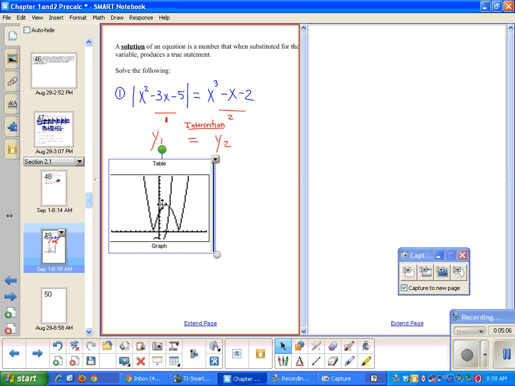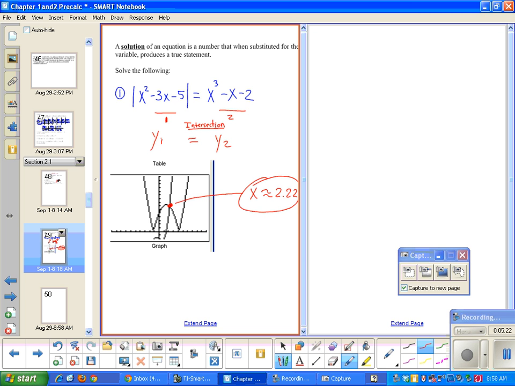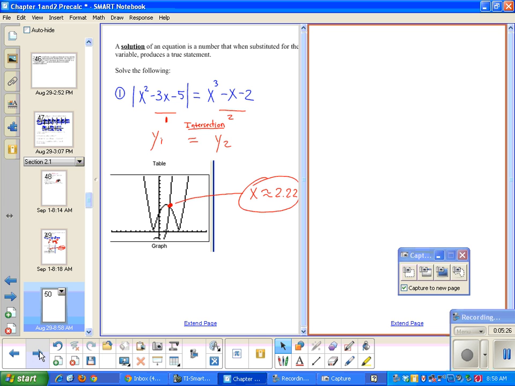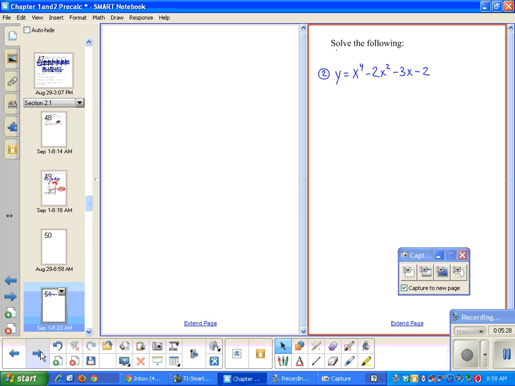So here's our graph here. And we know our solution is about right here, and the solution to that is where x is approximately 2.22. And for these, let's round to the hundredths value. Okay, so one solution in this case.